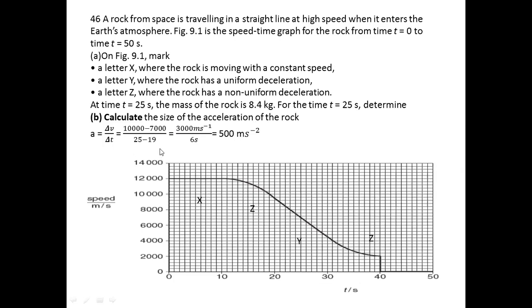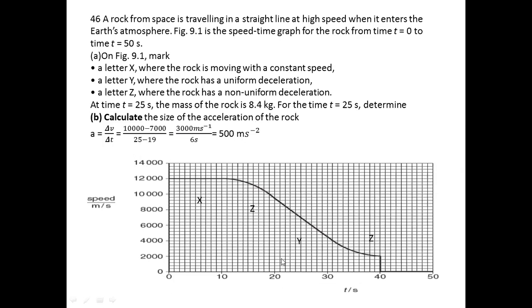So how to calculate acceleration from a speed time graph? We have to calculate the gradient of the straight line. And we have to calculate the gradient at two different points, right? One, we have selected at time 25 seconds and the other is 19.